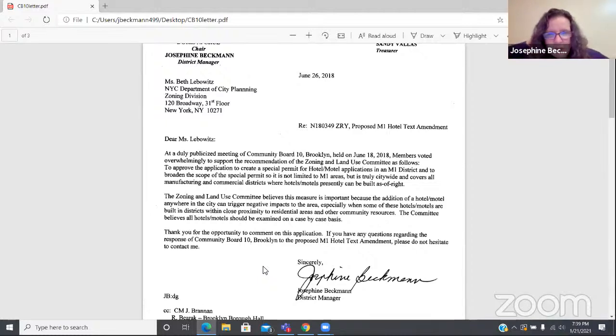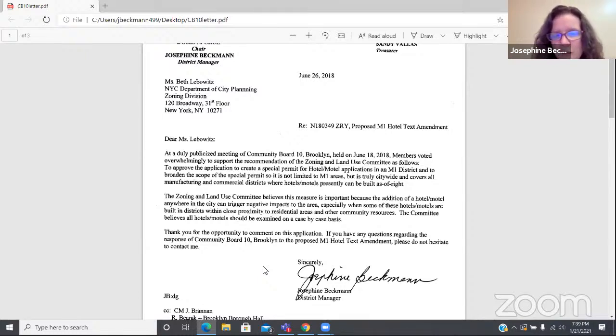This was specific to the proposed M1 hotel text amendment. So we had the board meeting June 18, 2018. Members voted overwhelmingly to support the recommendation of the Zoning and Land Use Committee as follows: to approve the application to create a special permit for hotel motel applications in M1 district and to broaden the scope of the special permit so it is not limited to M1 areas, but is truly citywide and covers all manufacturing and commercial districts where hotel motels presently can be built as of right.